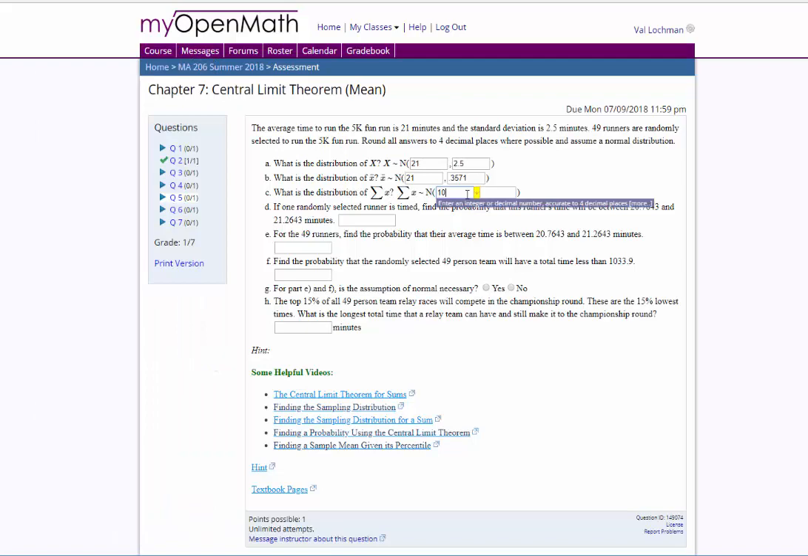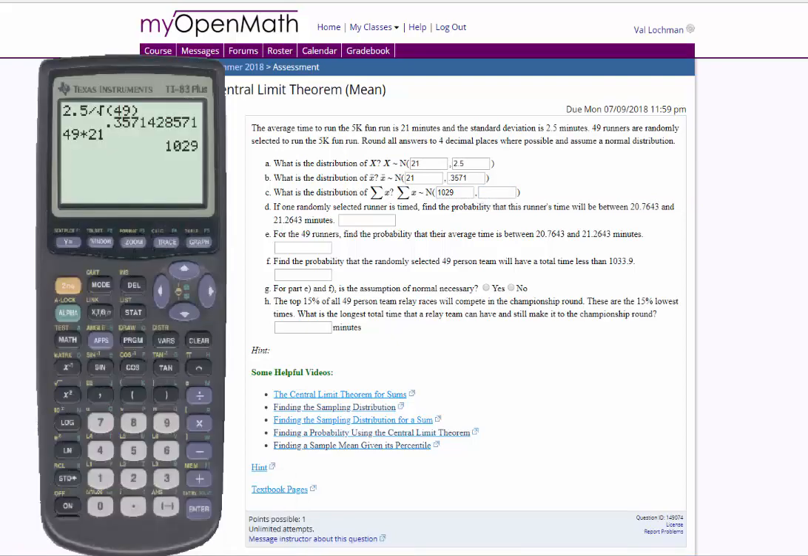1,029. All right. What about the standard deviation? So that would be the standard deviation times the square root of n, which is 7. So 7 times 2.5. 17.5.